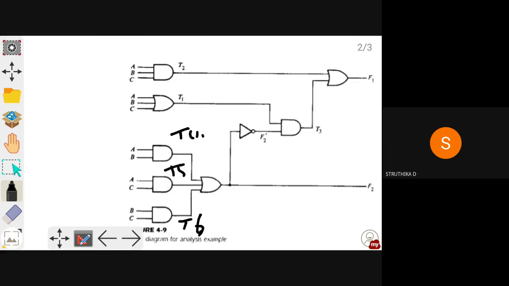Then what is F2 now? That is the output of the OR gate, F2. So what is F2 now? T4 plus T5 plus T6. Right?